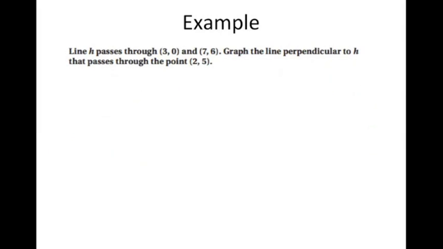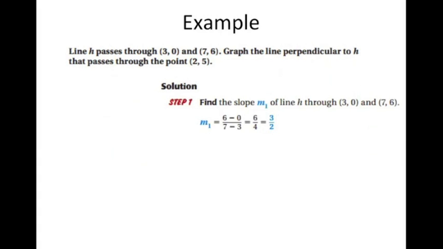Alright, let's do an example now with perpendicular lines. So I want to find the line that's perpendicular to line H. Now, line H runs through the points (3, 0) and (7, 6). So the first thing we need to do is find the slope of that line, because remember, the product of the slopes has to be -1. So in order to find the slope of the perpendicular line, I have to know the slope of the original line. Okay? So the slope of the original line, which we called line H, will be 3 over 2. It was 6 over 4, but we reduced that to 3 over 2.